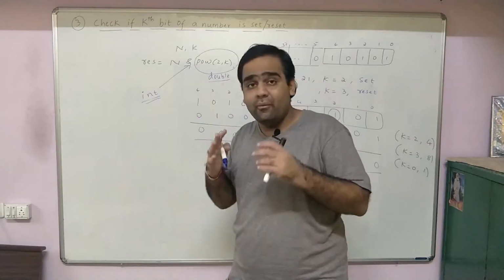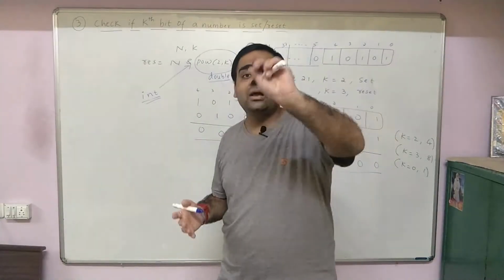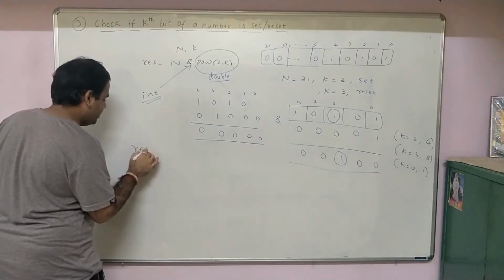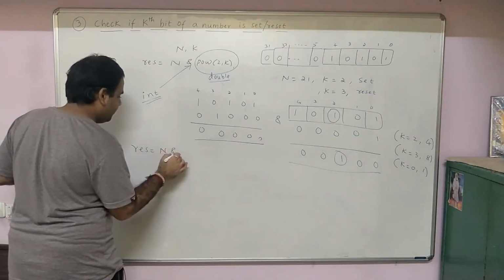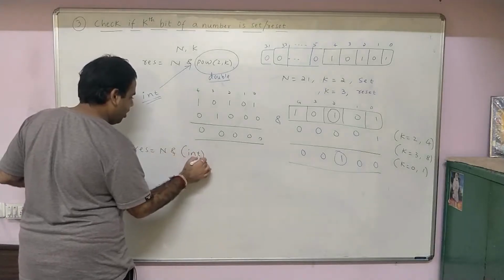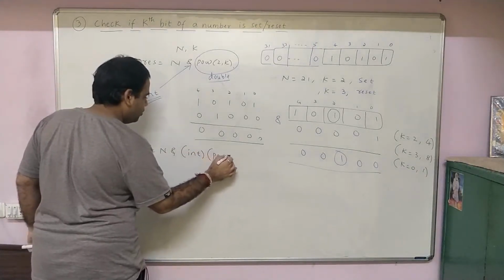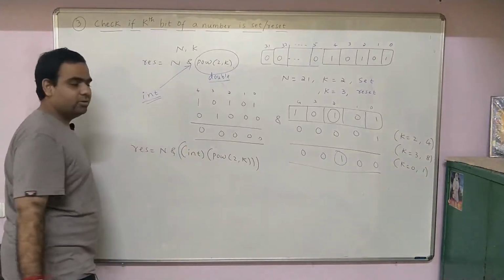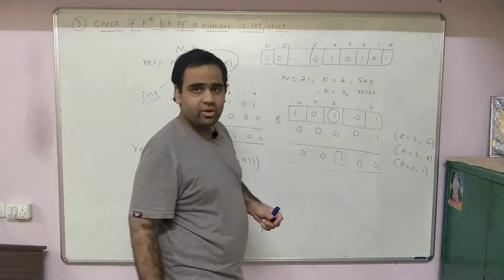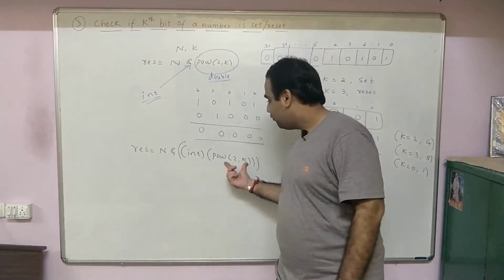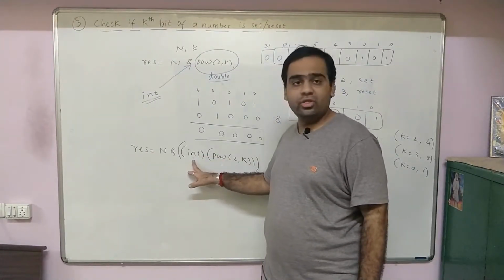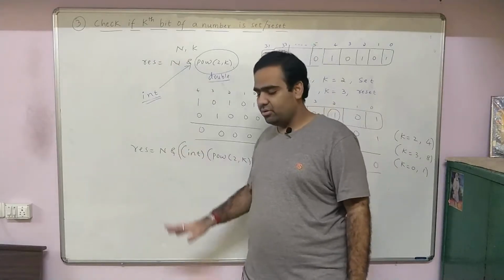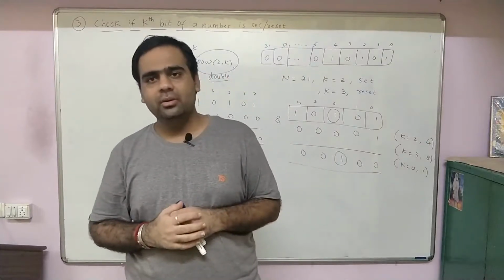That means this power of 2 comma k has to be converted to integer. Hence, you can write it as result is equal to n bitwise and integer of power of 2 comma k. Now power of 2 comma k, suppose k is 2, 2 to the power 2 is 4.0. Now that 4.0 is converted to integer. This is called typecasting, and you can do the bitwise AND with respect to integer.